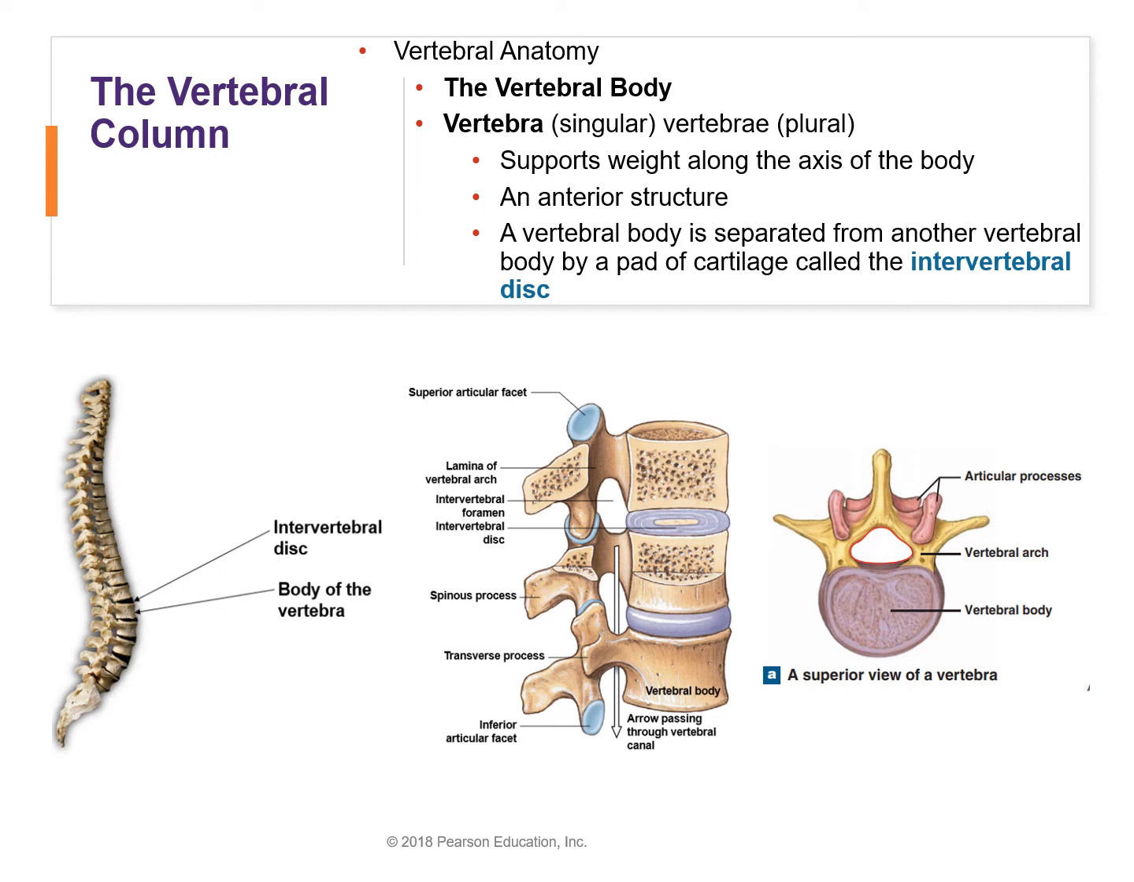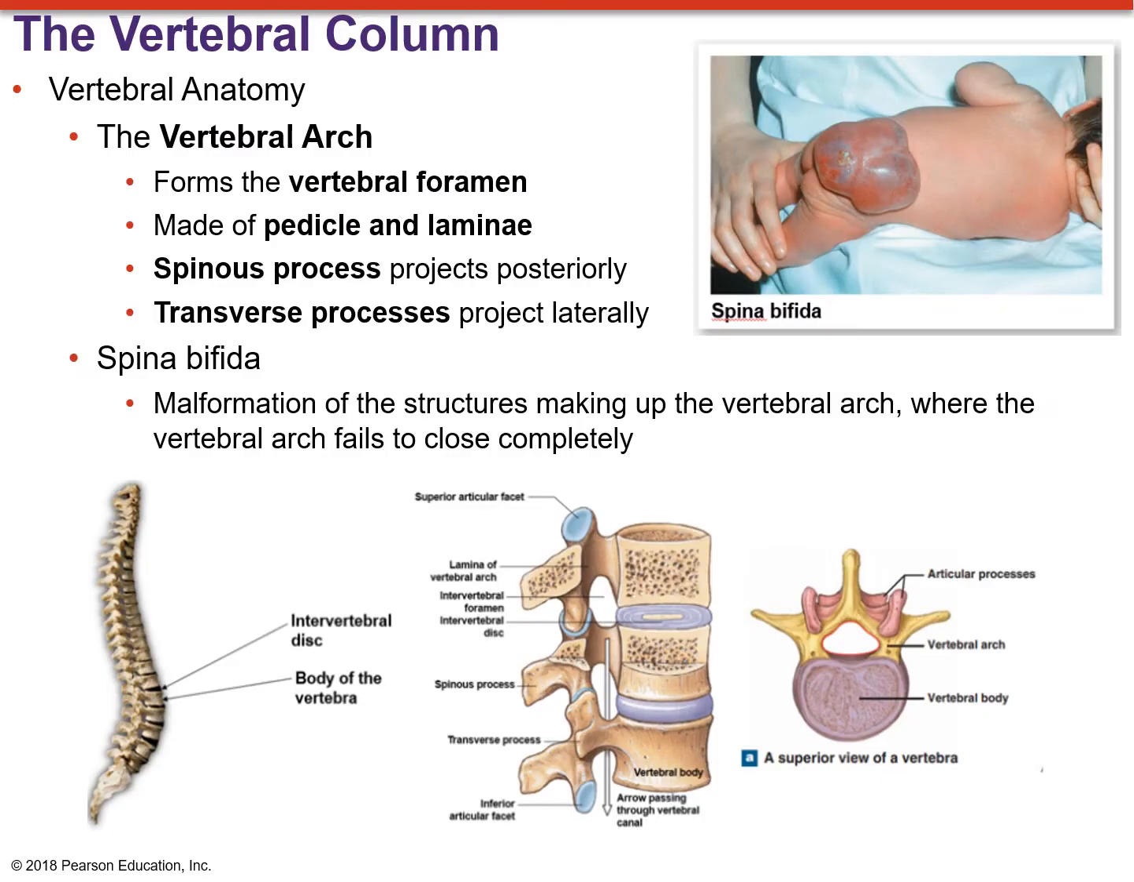These vertebrae are going to support the weight along the axis of the body. We can see a superior view of them in the image. A vertebral body is going to be separated from another vertebral body by a pad of cartilage, called the intervertebral disc. Each vertebra articulates with neighboring vertebrae, but they're separated by that intervertebral cartilage, that disc right there.